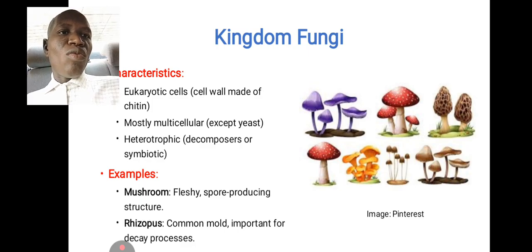All right, so what are the characteristics of fungi? They have eukaryotic cells. Their cell wall is made up of chitin, unlike plants, whose cell wall is made up of cellulose. You can now see how things are intersected. I have mentioned this cellulose in one of the classes, one of the past questions we've answered in biology.